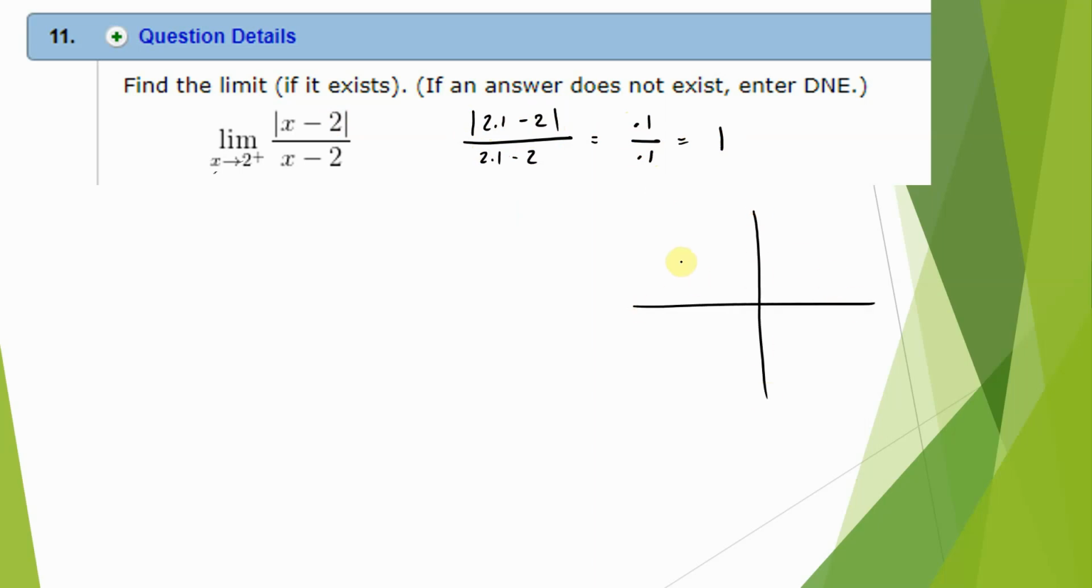Because we know that our function is going to look like this. Circle like this, right? So this is 1, this is negative 1. So if x is less than 2, all of those values are going to be at negative 1. If it's greater than 2, it's going to be at positive 1. So this was positive 1.